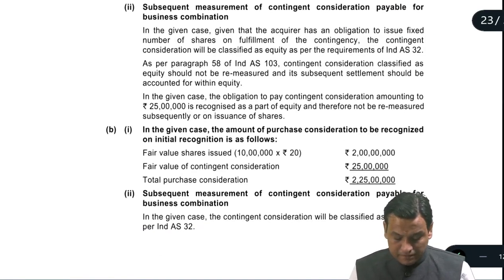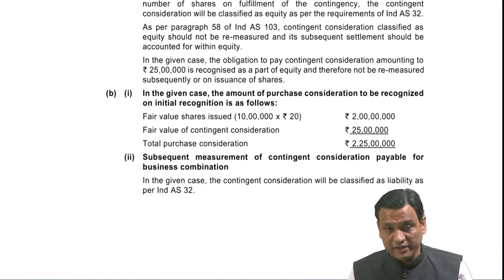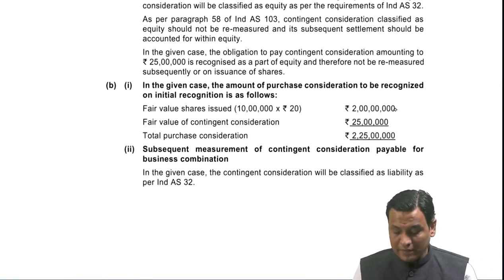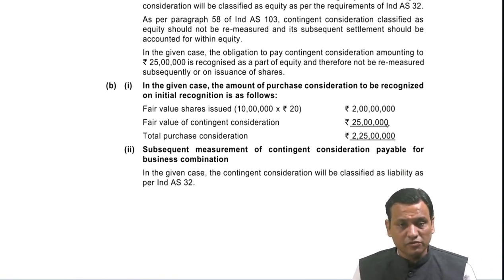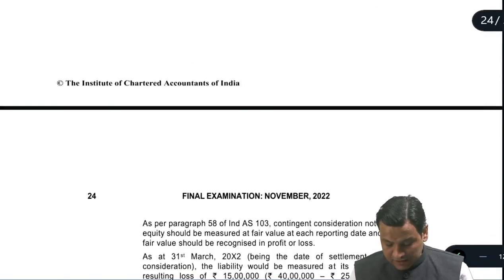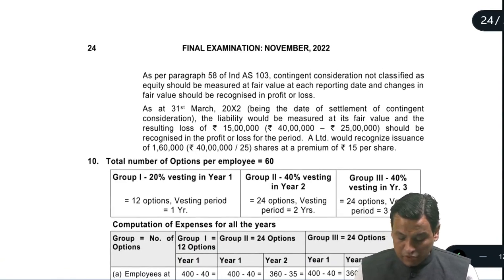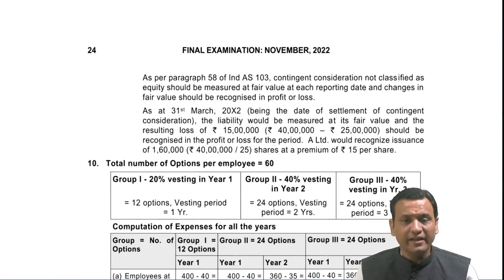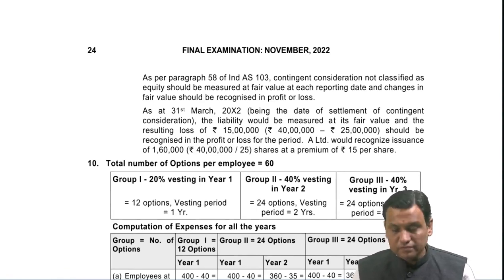B point, it is not fixed to fix. So, what is going to happen? 2 crore plus 25 lakhs. Of course, this is fair value at the time of initial recognition. Thereafterwards, what is the fair value? That is nothing but 40 lakhs. So, I need to bring it up by adding 15 lakhs. So, it becomes 40 lakhs and that will be happening through profit and loss account.